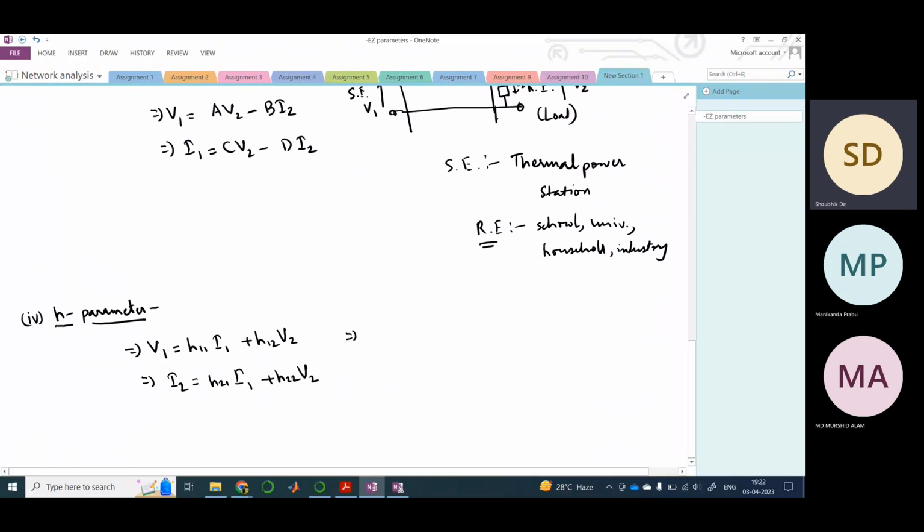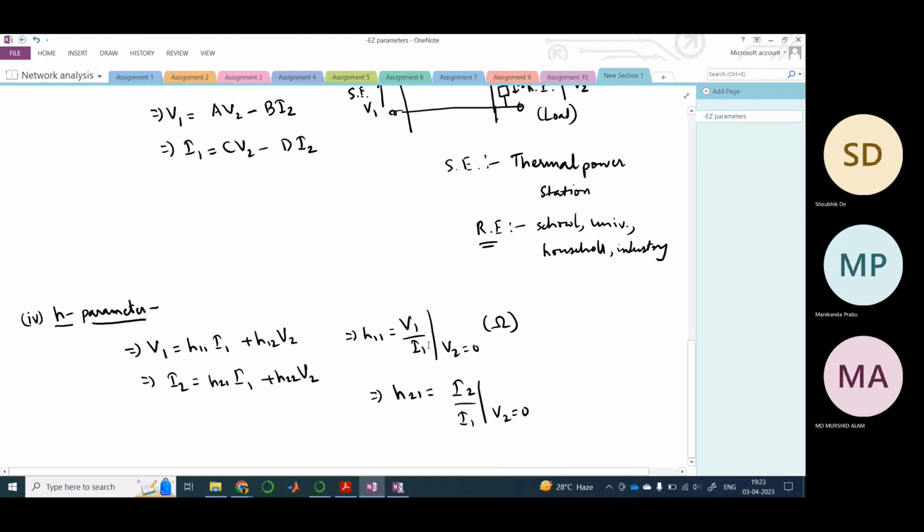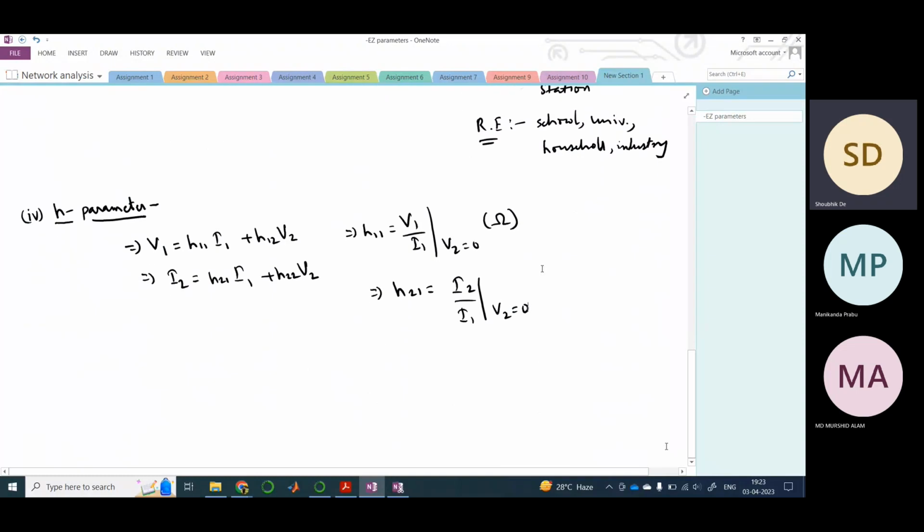So what is H11? It is V1 by I1 when V2 is 0. Its unit is ohm, because it's voltage by current. Now what is H21? H21 is I2 by I1 when V2 is 0, and this has no unit because these are currents. That is why the name hybrid parameter is given, because these have mixed units.